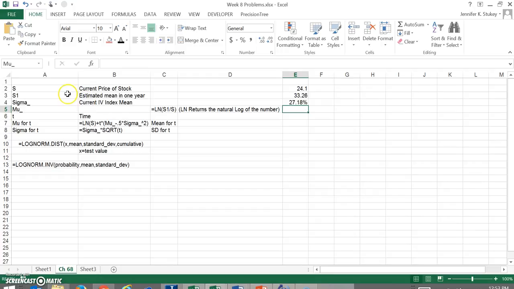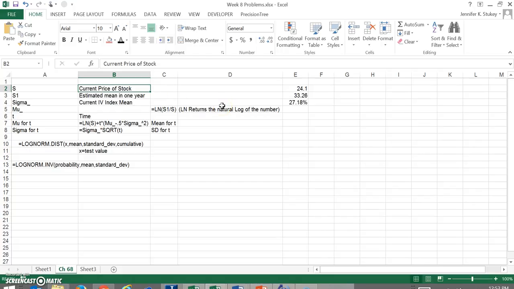So S is the current price of the stock. S1 is the estimated mean of the stock in 1 year. And sigma is the current IV index mean. This is a measure of volatility in the stock. This is similar to the standard deviation of the stock.